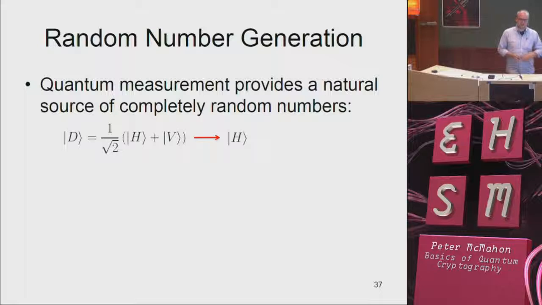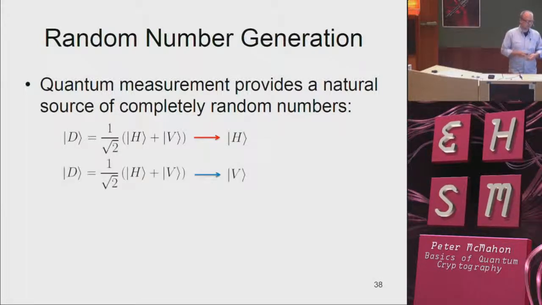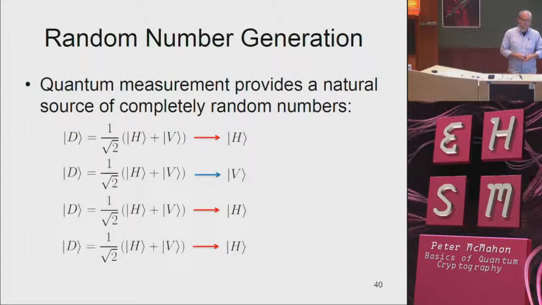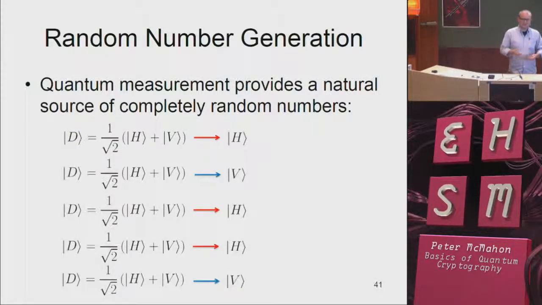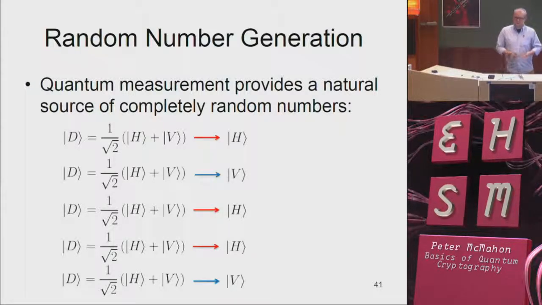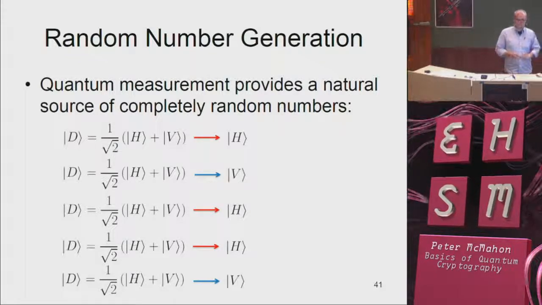Now you can do it again. You make another photon that's diagonally polarized, and you ask, is it horizontally or vertically polarized? If you do this, maybe this time it gives you the answer V. You do it again, this time it gives you the answer H. You do it again, this time it gives you the answer H, and so on. And so in this way, you can actually use a source of single photons that are polarized as a random number generator. And that is quite connected to the BB84 scheme.